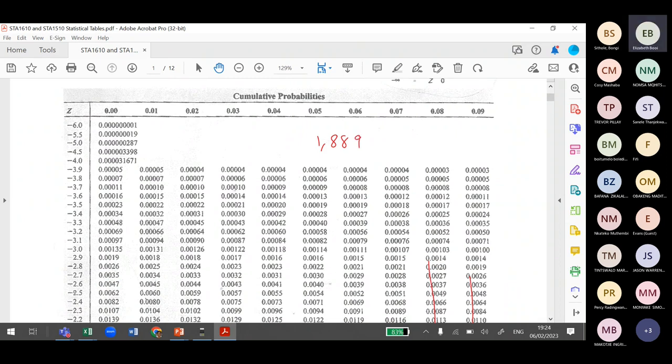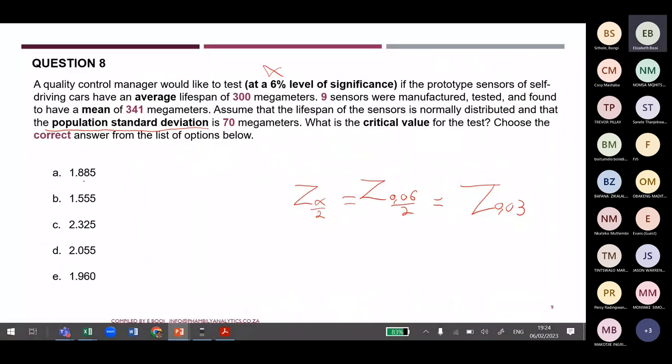I don't know why they have that, or maybe they took the average between the two values and found 1.885. I don't know how they derived it, because that's the only closest value in terms of the critical value. So I would have chosen option A, as the question is asking for a critical value.